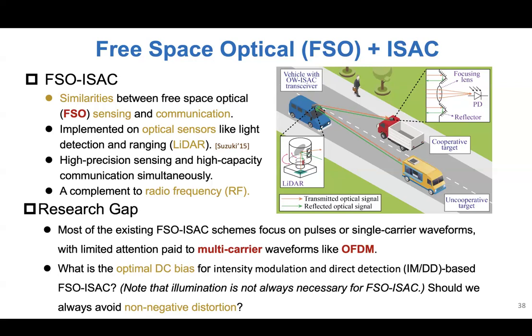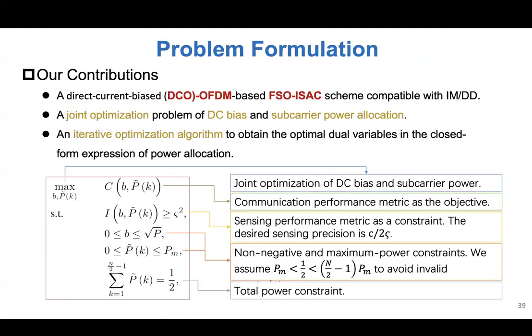So basically, the research gap is that most of this free space optic ISAC work focuses on the single carrier waveform, or OFDM. And what is the optimal DC bias for intensity modulation and direct detection, IM/DD-based signals? Okay, and here the contribution is that they designed a direct current biased OFDM scheme to improve this performance.